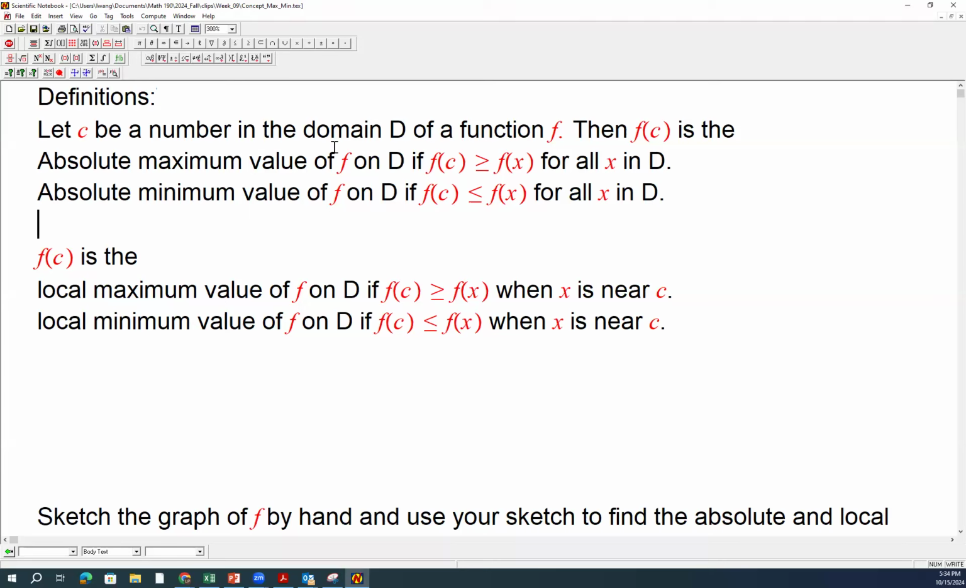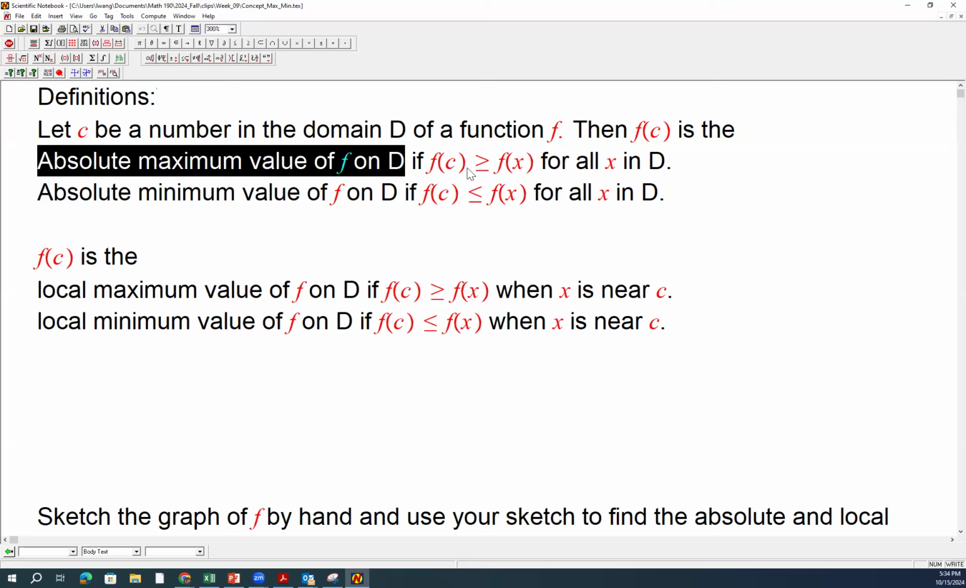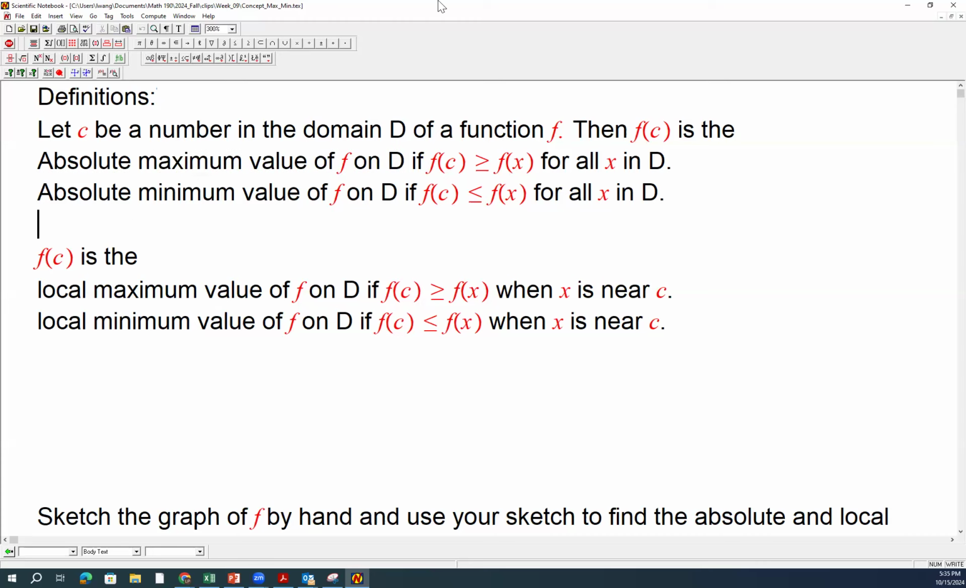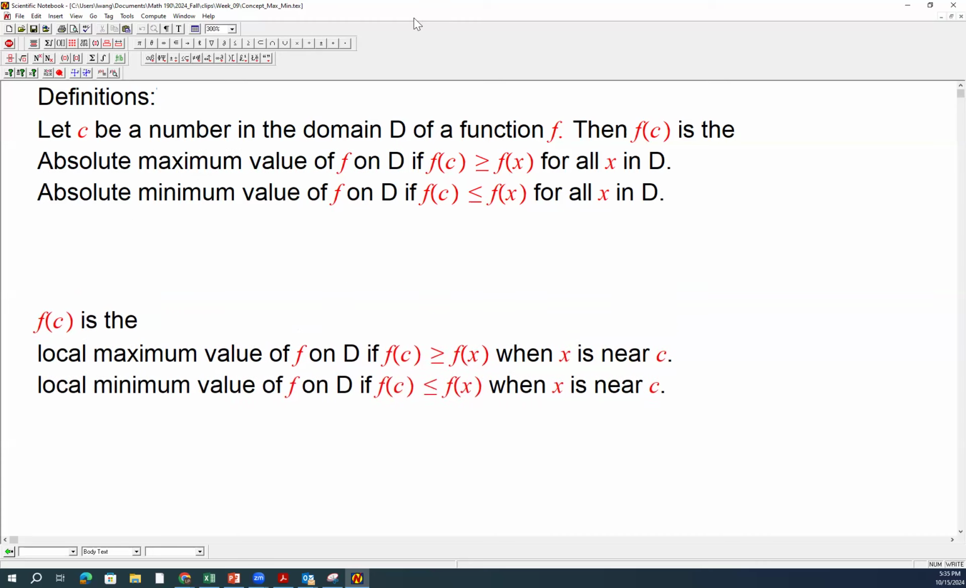Let c be a number in the domain D of the function f. Then f of c is the absolute maximum value of f on D if f of c is greater than or equal to f of x for all x in the domain. Sometimes it's a specified interval. For the absolute minimum, the minimum value of f on D is f of c, of course, less than or equal to f of x.